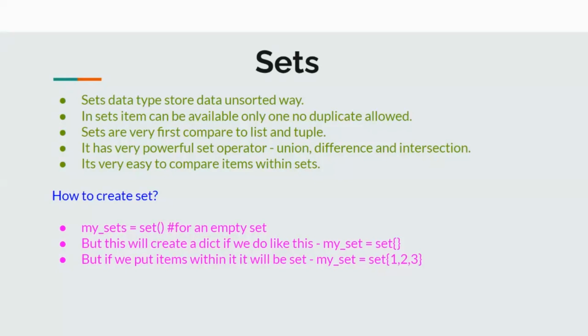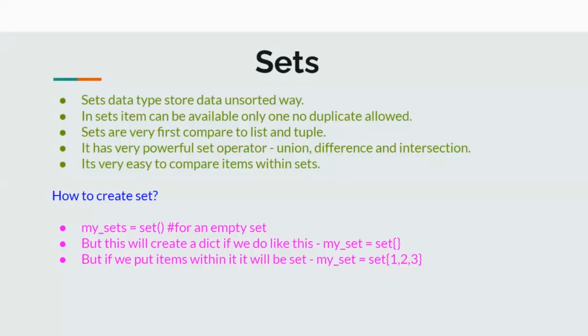In the last video we covered tuples, and in this video we'll cover sets. Sets are very powerful structures. They store the data in an unsorted way, I mean there'll be no sort. We have seen that lists can be sorted either ascending or descending, but in a set you can't do it. In a set, an item can be available only once, with no duplicates. I mean you cannot put two apples in one set.